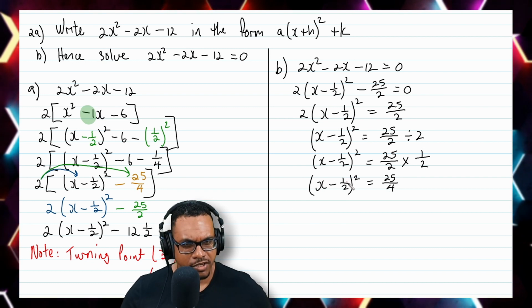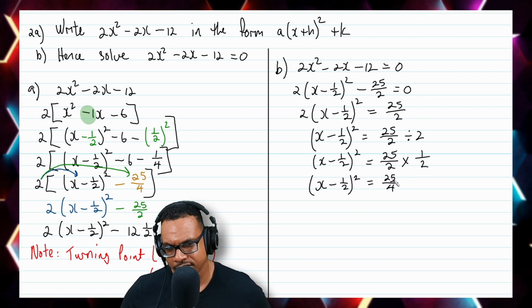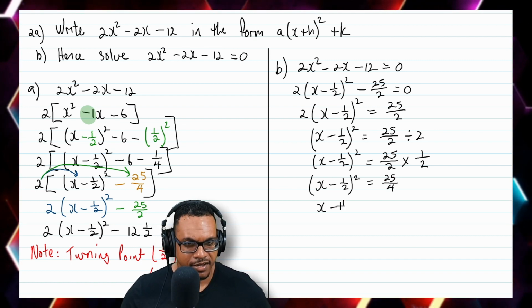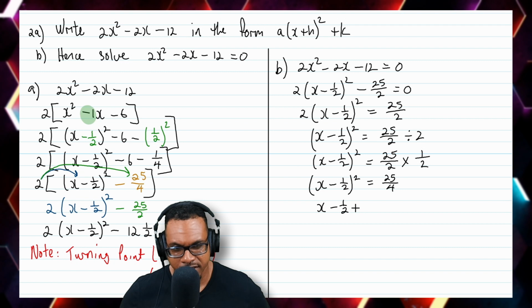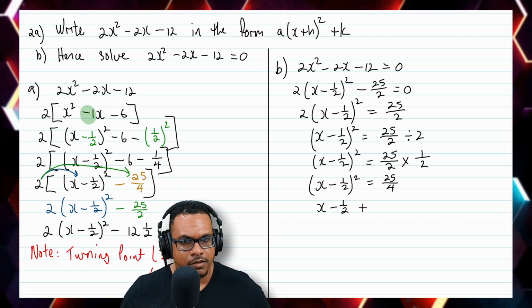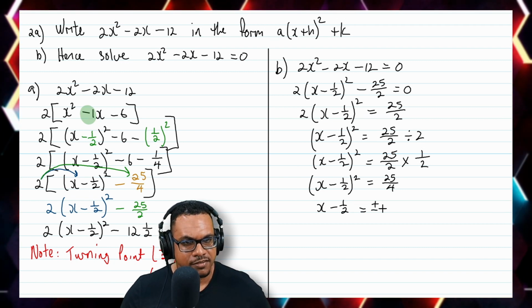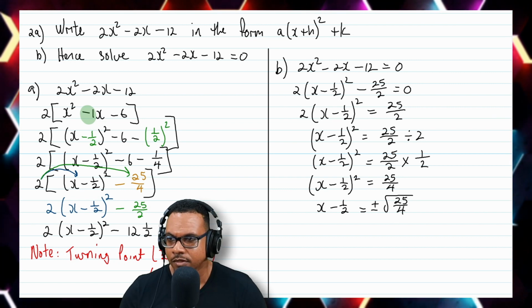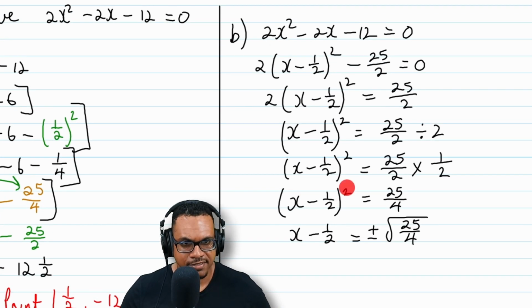So now, to get rid of this square, we have to take the plus or minus square root on this side. So we're going to have x take away a half. Basically, we're taking the plus or minus square root on both sides, right? So you're going to have plus or minus the square root of 25 over 4. When you take the square root on this side, it cancels with the square. So that's why I get the x take away a half. And of course, you take the square root on this side. What you do to one side of the equal sign, you must do to the other side. So now this is going to look like this.